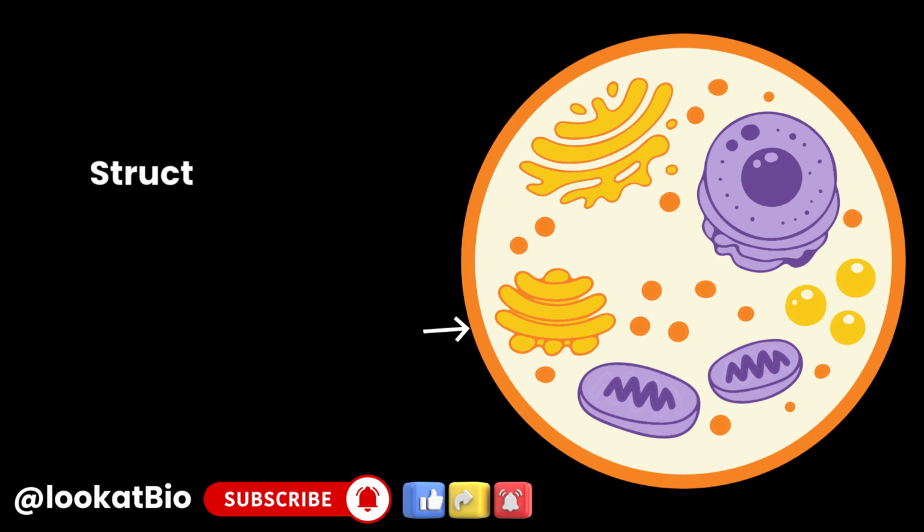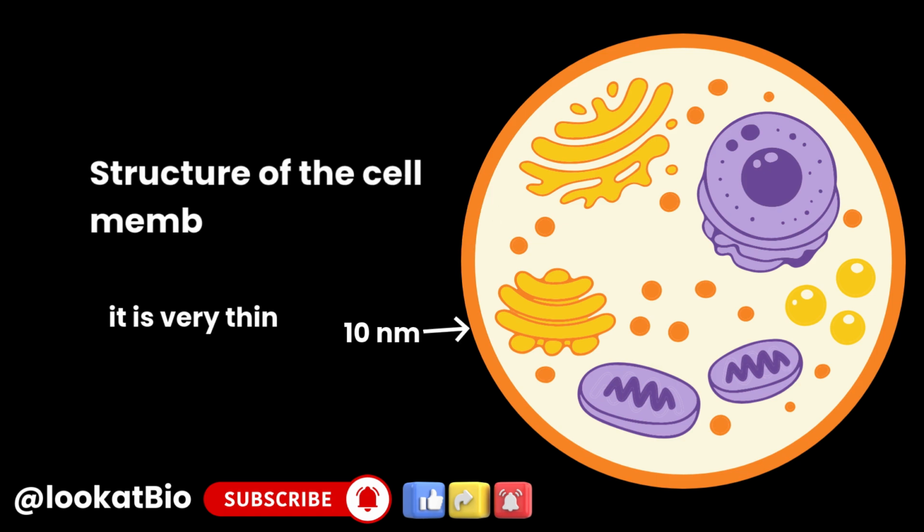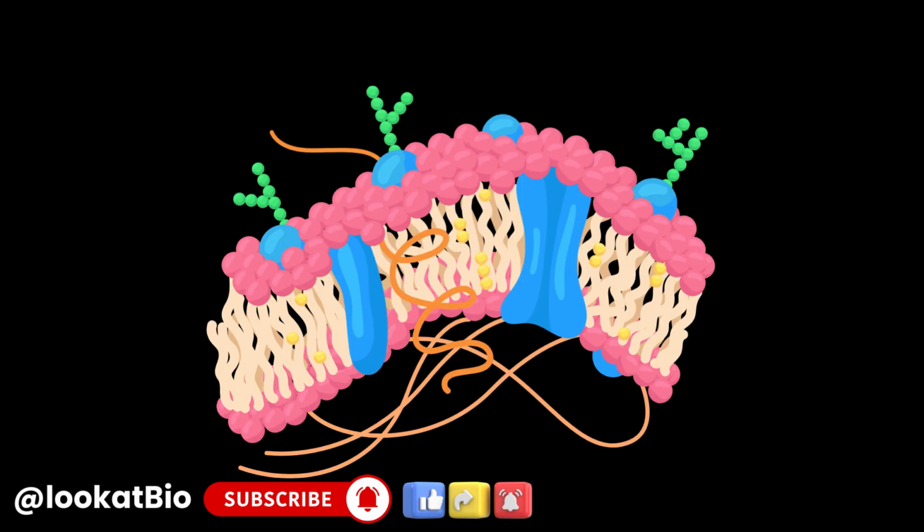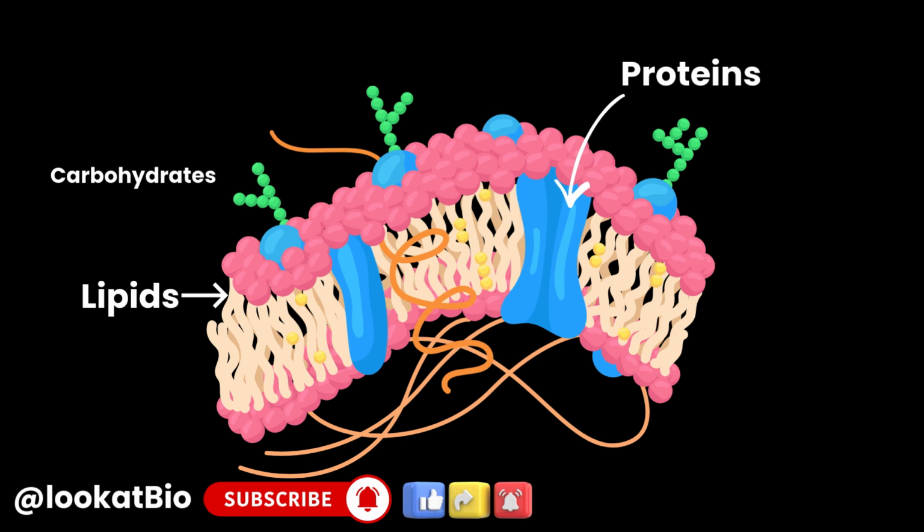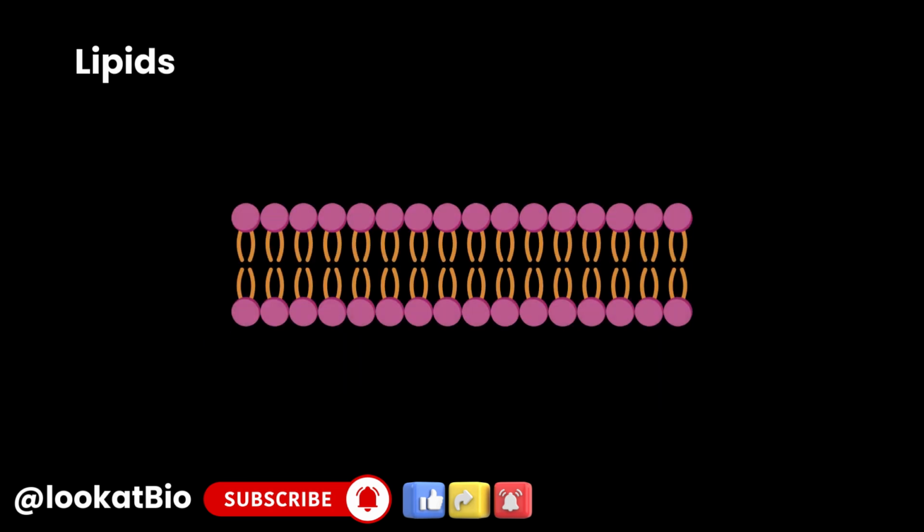Now let's talk about its structure. It is very thin. Its thickness is only about 10 nanometers. The main constituents of the cell membrane are lipids, proteins, and carbohydrates. If we talk about their concentration, lipids are 40%, proteins are 55%, and carbohydrates are only 5%. Now let's talk about these components one by one.